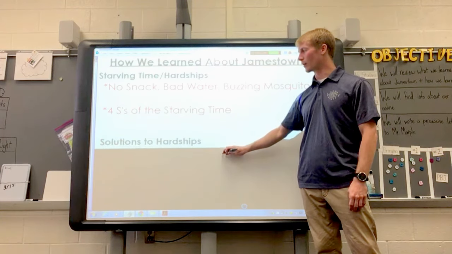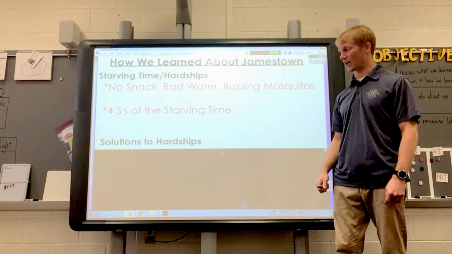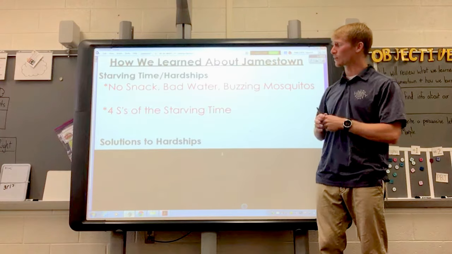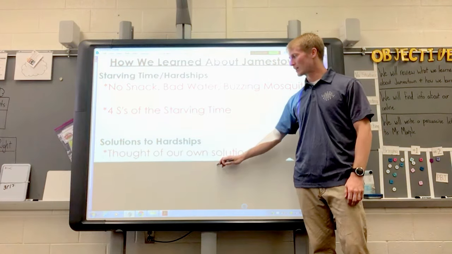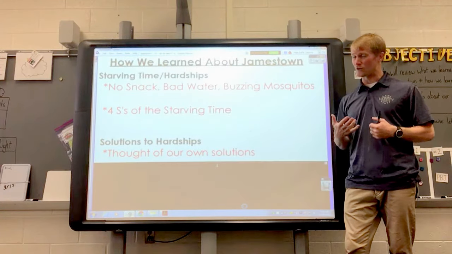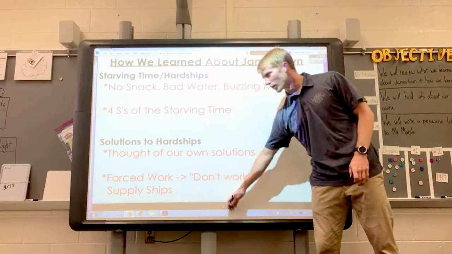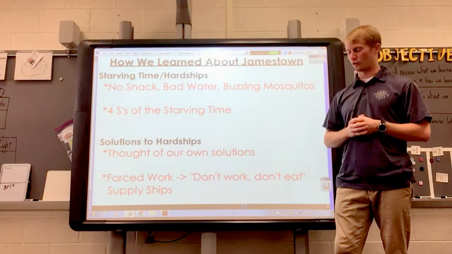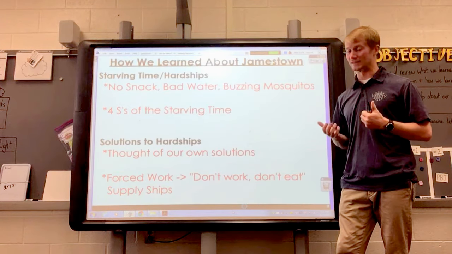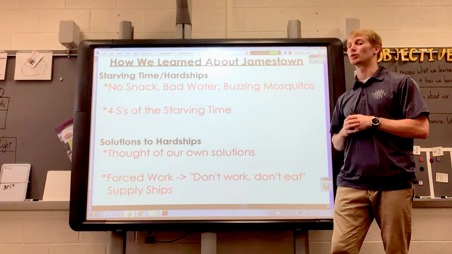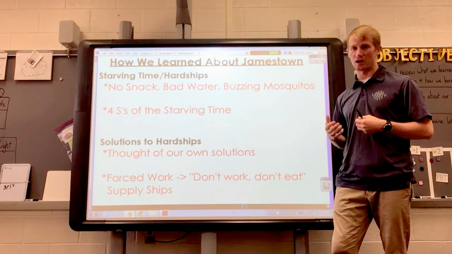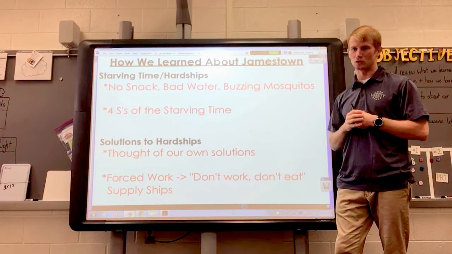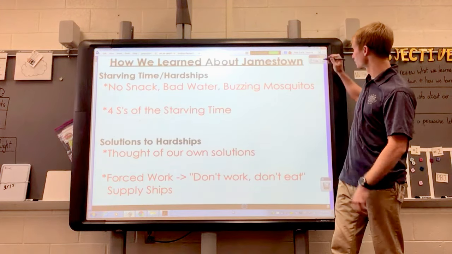Now, the next thing that we learned about were the solutions to the starving time. The way that we learned about the solutions is that we thought of our own solutions. What would we do to fix those problems? We also thought about how Captain John Smith created that forced work program. He said if you don't work, then you won't get to eat. We also learned how the supply ships arrived just as those Jamestown colonists were about to leave and abandon Jamestown. So that's how they solved some of those issues and the hardships that they were facing.